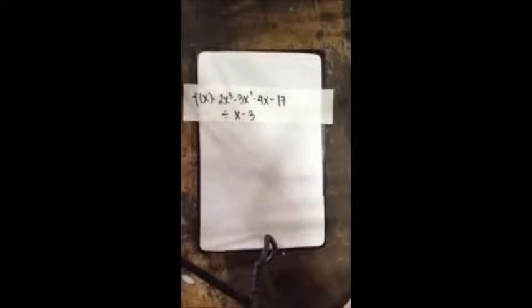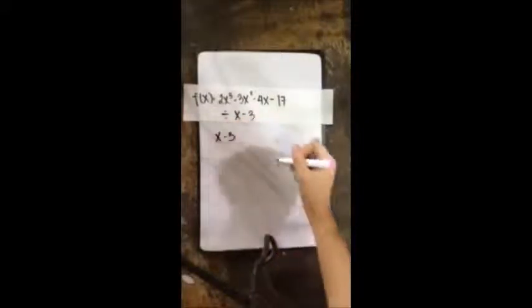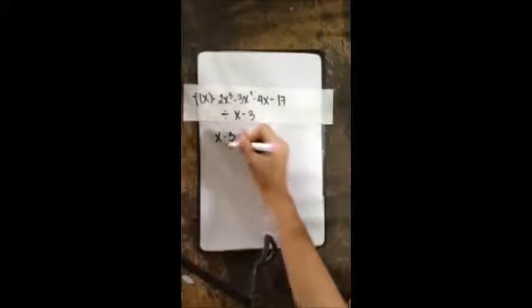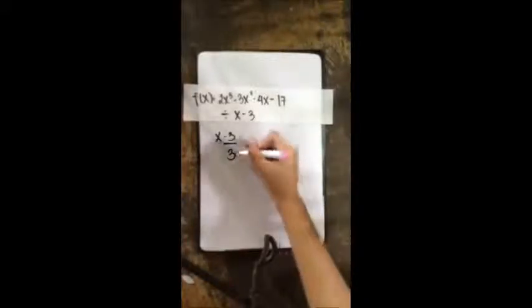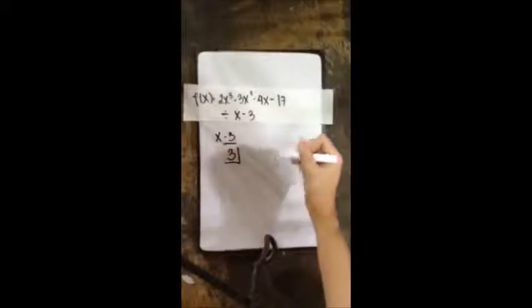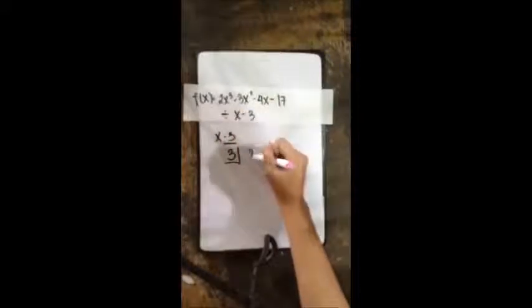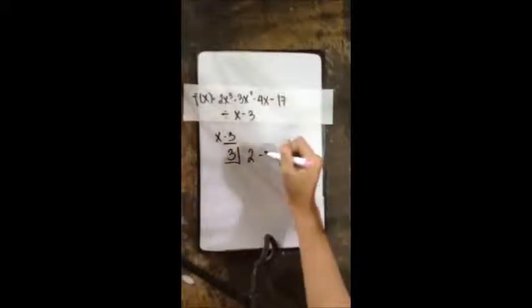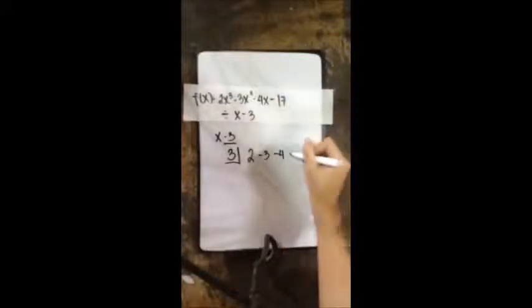Now let's use another example. Again, get the divisor and reverse the sign of its constant, which is negative 3. Place it inside the upside down divisor symbol and place all the coefficients, which are 2, negative 3, negative 4, and 7, negative 17.